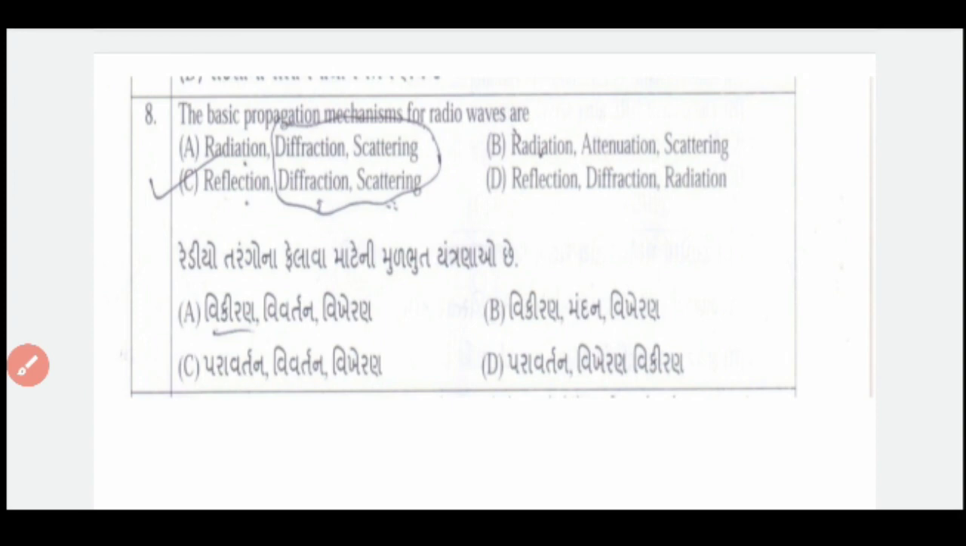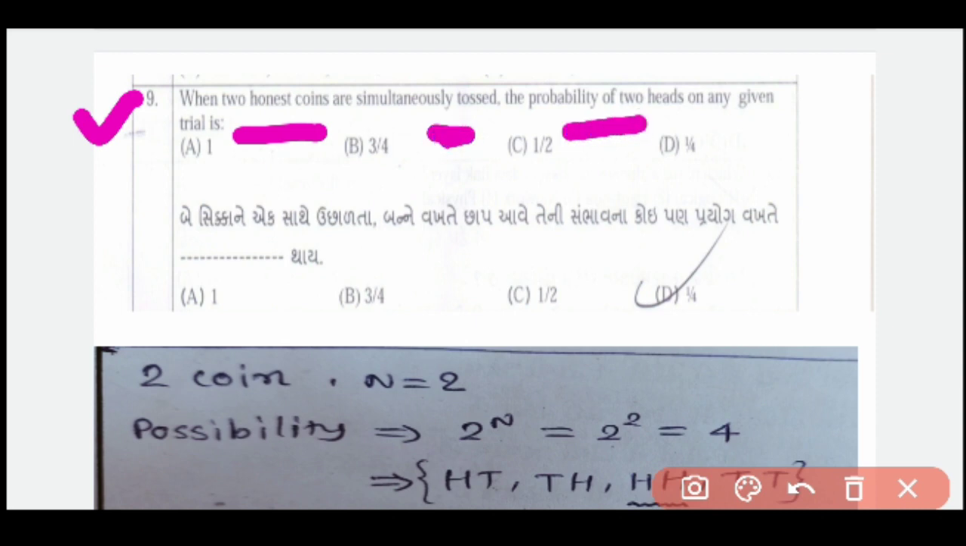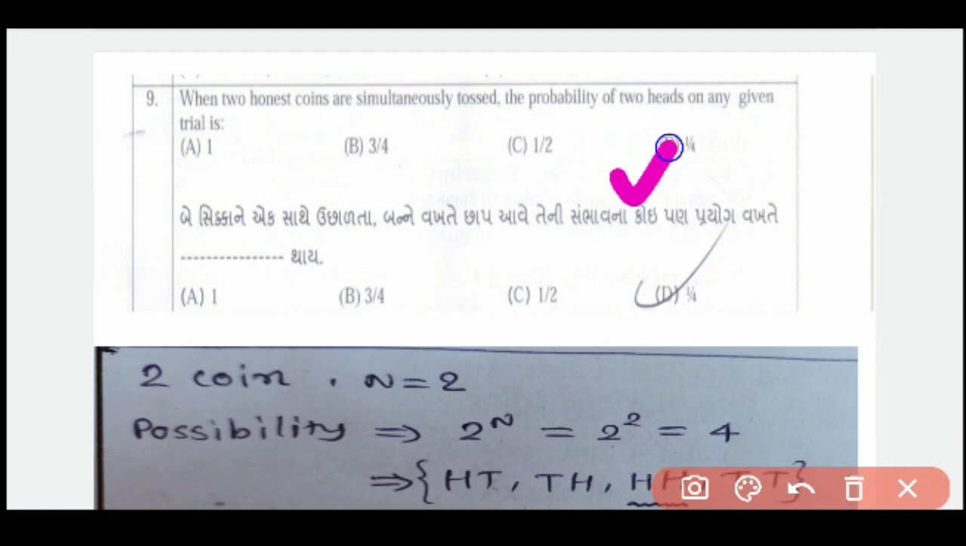Question number 9. When two coins are simultaneously tossed, the probability of two heads on any given trial is option A 1, B 3 by 4, C 1 by 2 and D 1 by 4. Then the answer is 1 by 4.